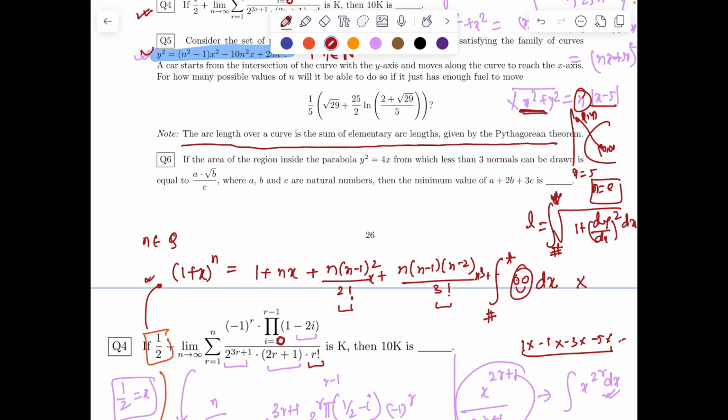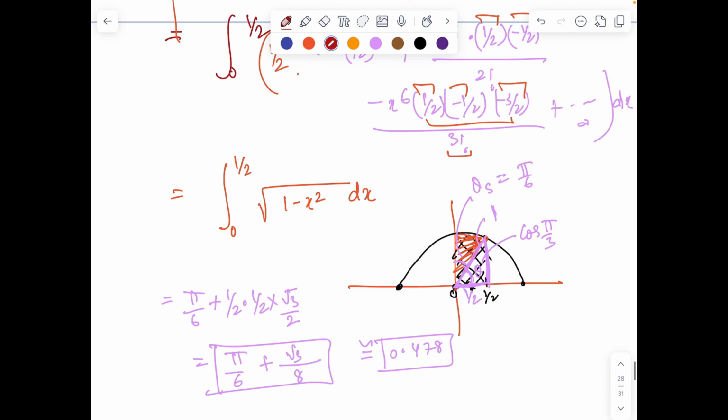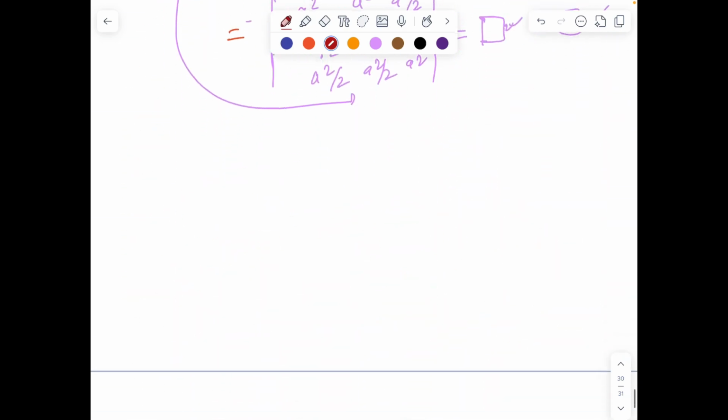The last question is interesting. We have to find the locus of all points for the parabola y square equal to 4x, from which three distinct normals can be drawn. In fact, the last question is interesting because you have to find the area of the region from where less than 3 normals can be drawn. So what we can do is find the region where 3 distinct normals can be drawn, and the entire R2 coordinate plane minus that region will give the required area. So how to go about this? This is quite a simple problem which you do at JEE level as well.